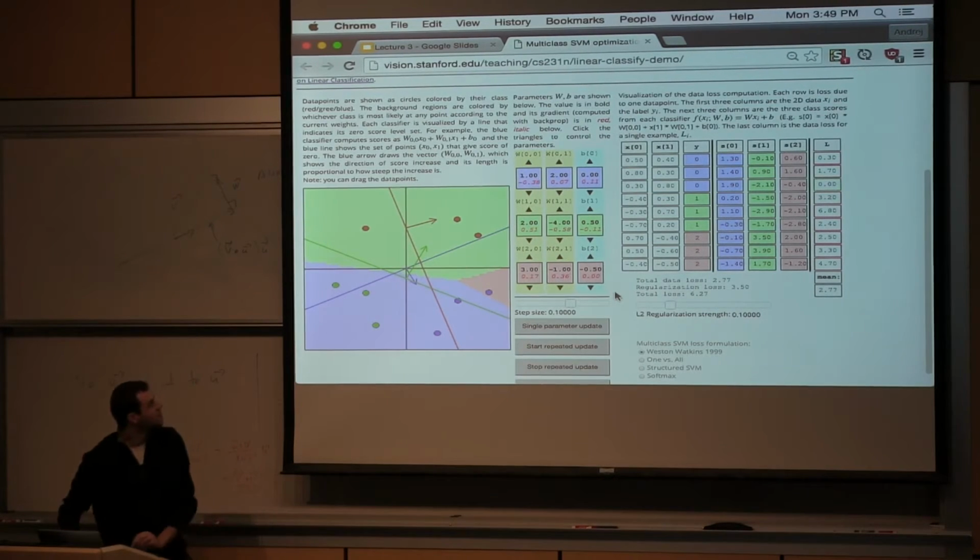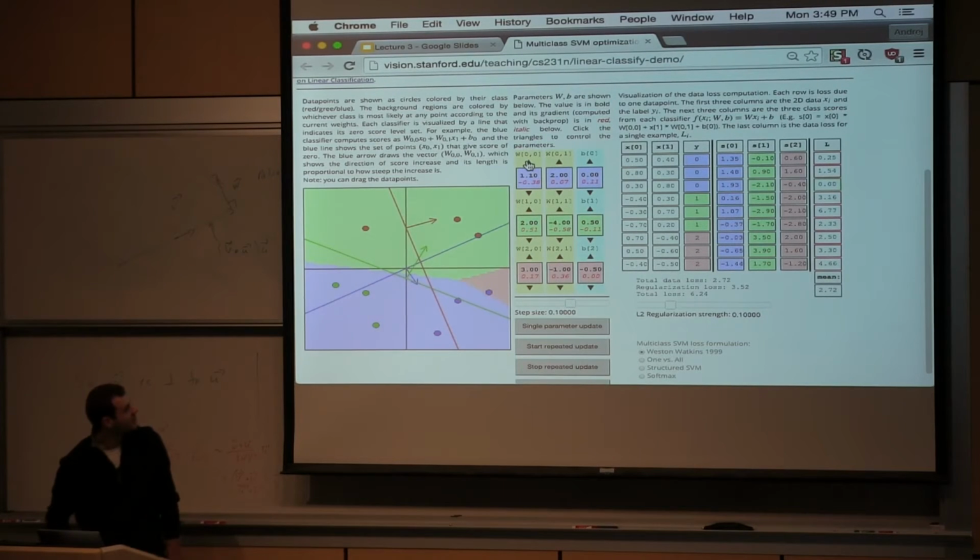Okay? So basically you can fiddle around with this. As I change my W, for example making one of the W's bigger, you can see what that does. Or the bias: you can see that the bias basically shifts these hyperplanes.